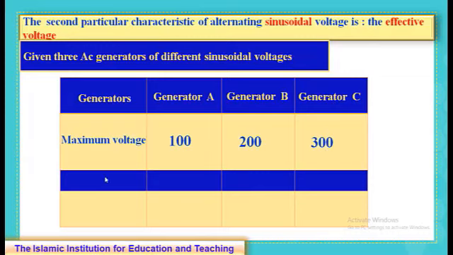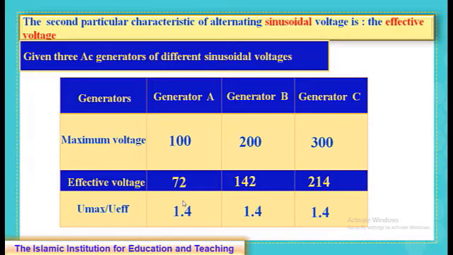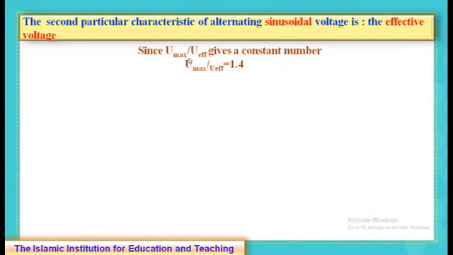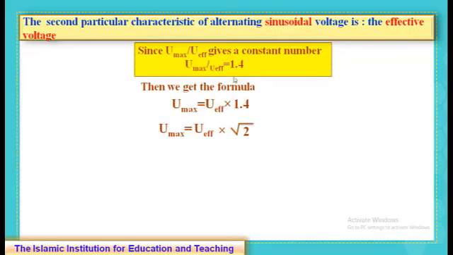Now the effective voltage of each generator is given by 72, 142, and 214 respectively. This effective voltage is measured using the voltmeter. Now let us divide the maximum voltage over the effective voltage. We notice that each division gives us the same number, which is 1.4. Since U maximum over U effective gives a constant number, which is 1.4, we can infer this formula: U maximum is equal to U effective multiplied by 1.4.